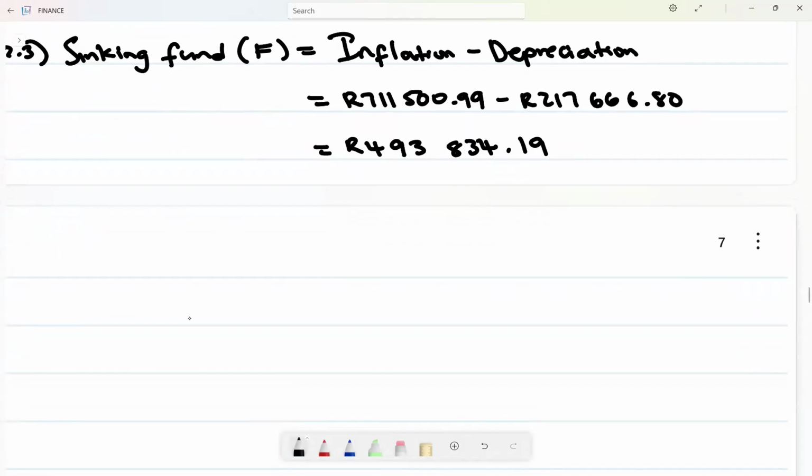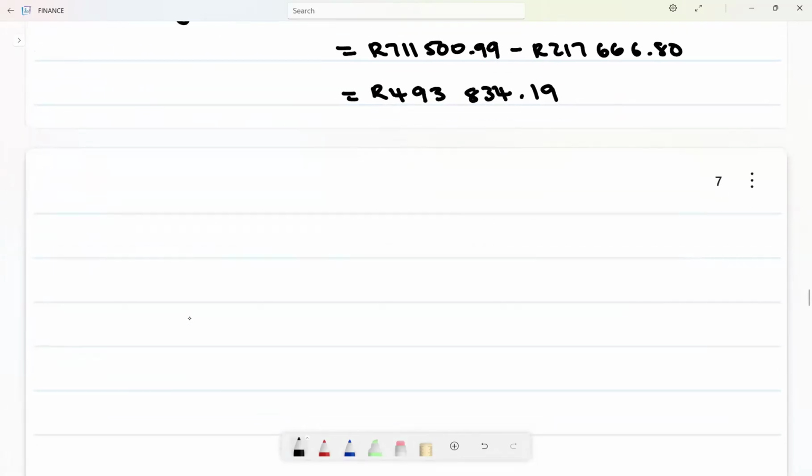Okay. Now we know that the sinking fund is supposed to be this much. So we know that we need to save this much. But the question is, if I need to save this much, how many regular payments? Actually, I need to find regular payments of how much for me to reach this amount at that period. So let us try to figure that out.